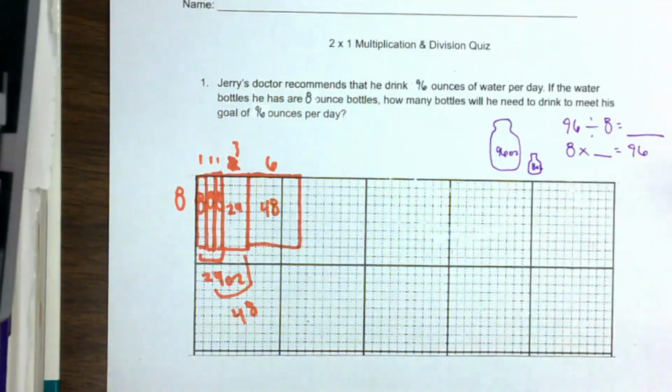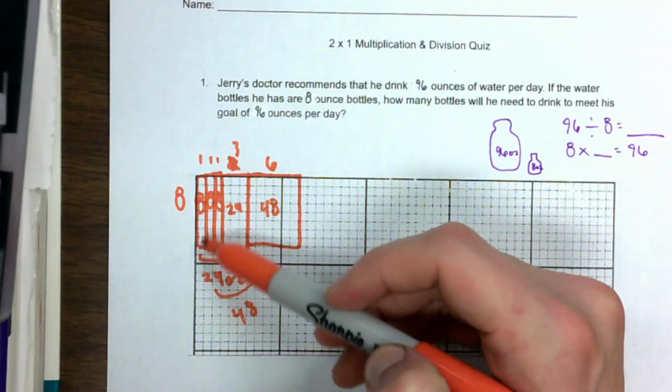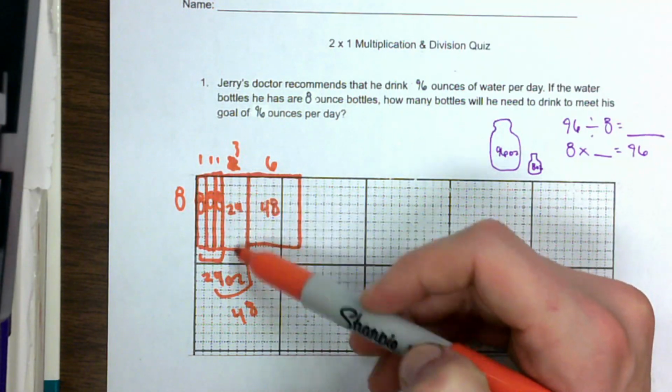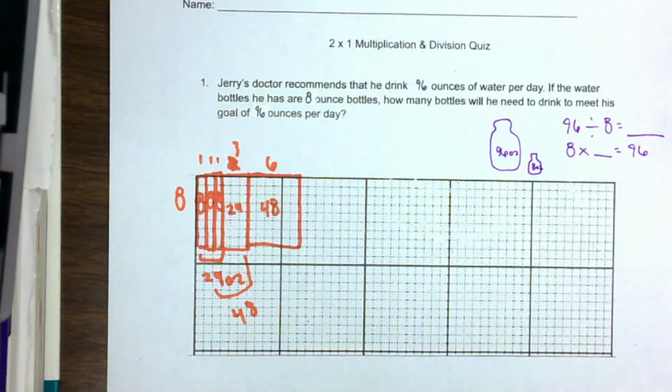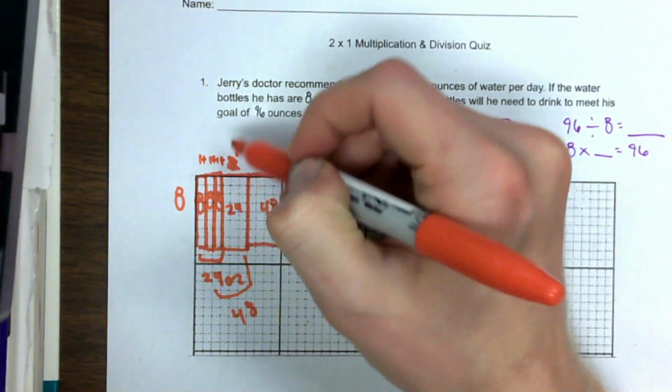But where do we find our answer? Well, it's up here. This is the total number of groups of 8. So this is a group of 8, group of 8, group of 8, group of 8, and so on. All of these vertical columns are groups of 8. So here we have 1 plus 1 plus 1, which gives us 3.